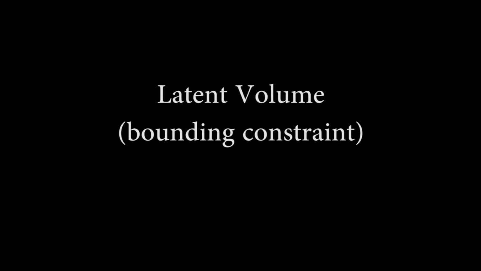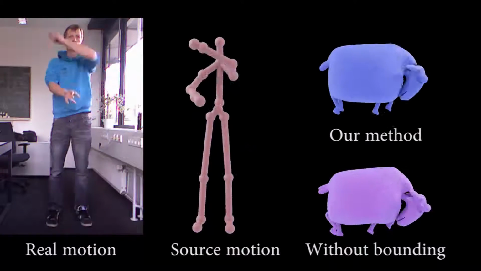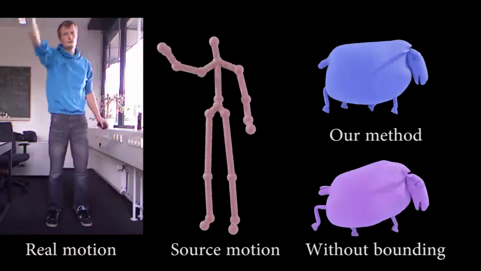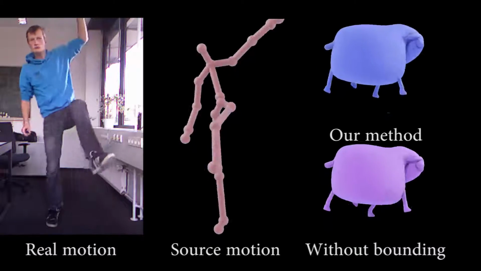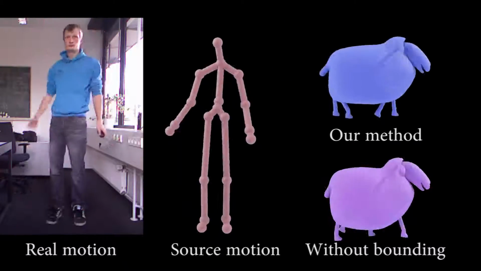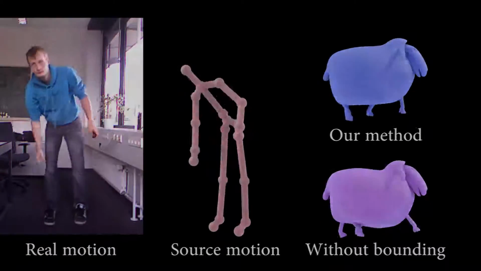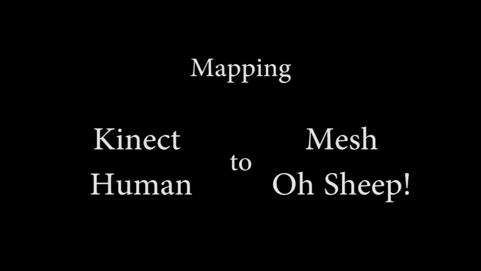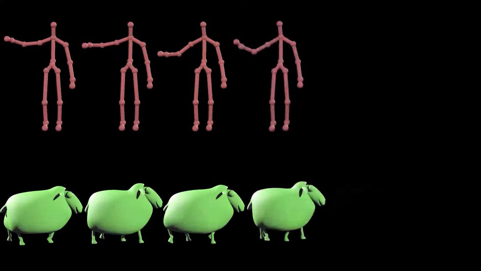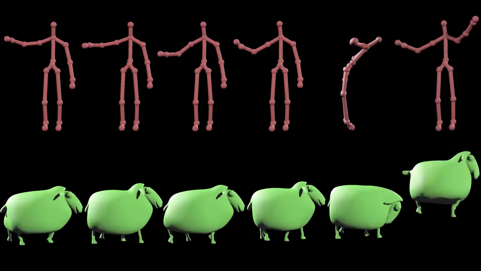Due to the latent volume, even for extreme input, our method produces satisfactory constrained output. Without bounding, we can see that strong distortions appear. Finally, we puppet the sheep with body motions. Bending of the torso forward reflects in the sheep's motion, making it easier to create an expressive jumping animation.